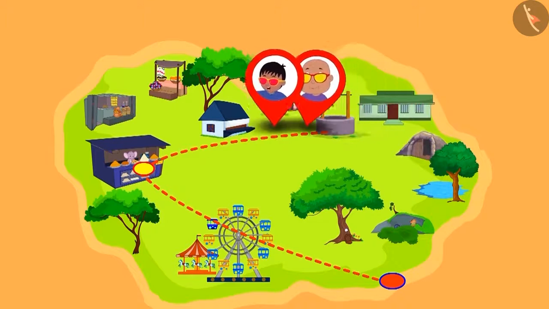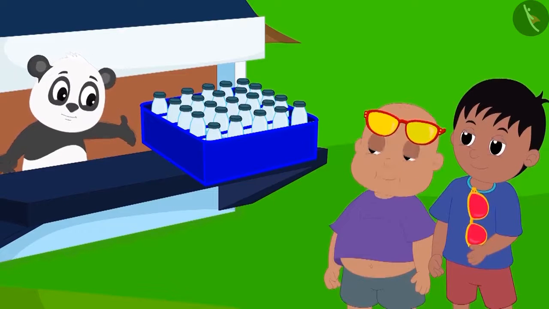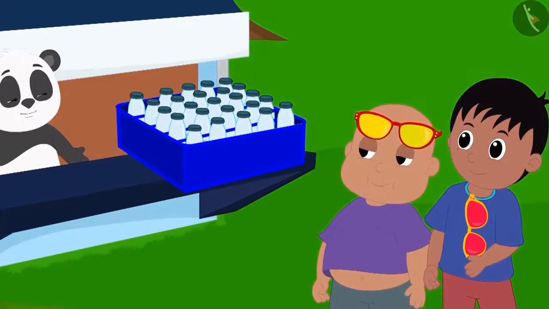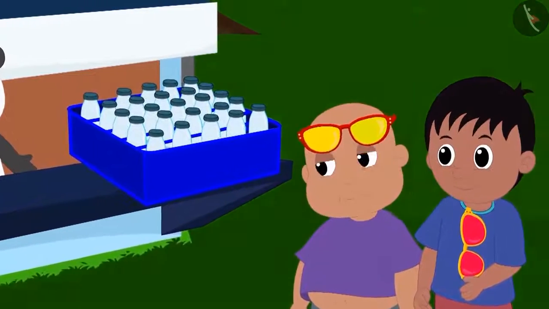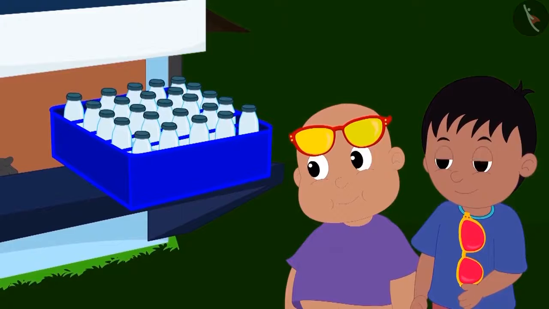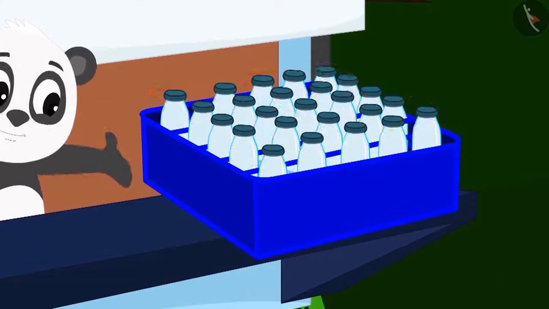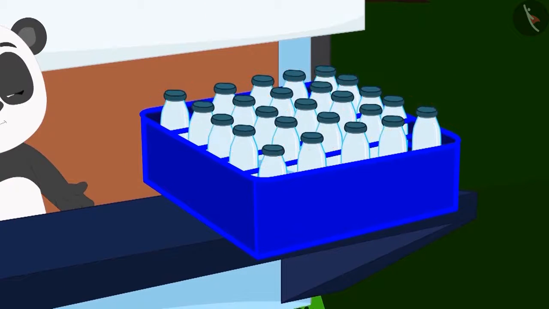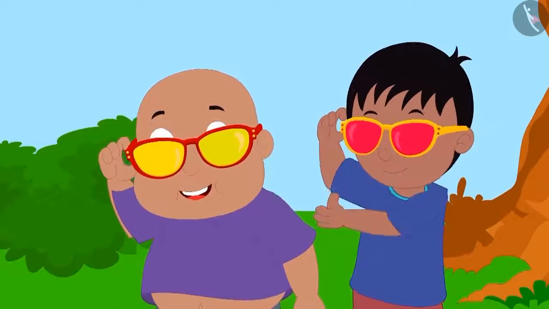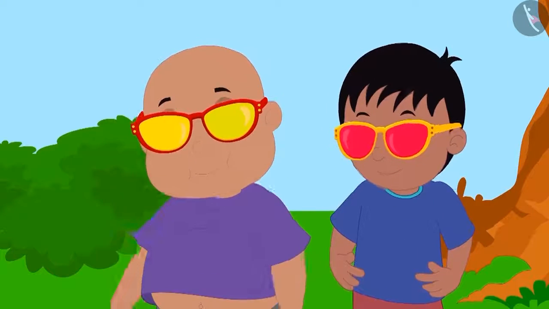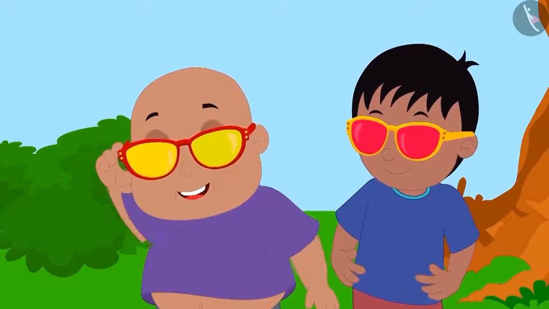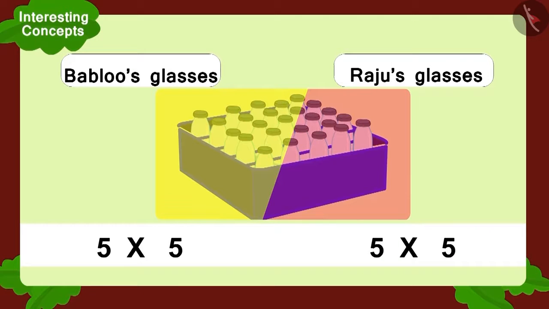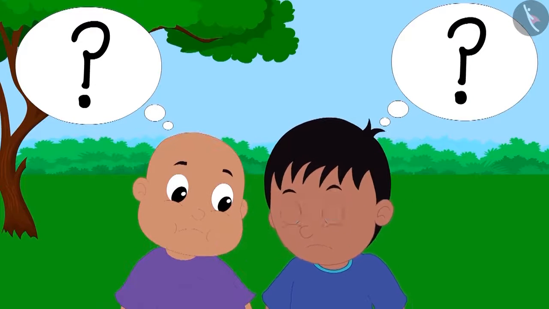Now, as they walked around, Raju and Bablu reached Golu Panda's dairy. There they saw bottles placed in a tray like this. The tray had 5 vertical slots and 5 horizontal slots. This time, both Raju and Bablu wore their glasses together and looked at the tray. But what is this? They saw the same multiplication through their glasses. Both were shocked. How is it possible?